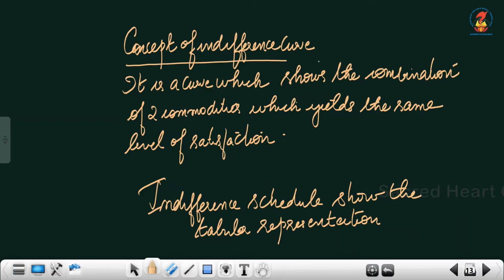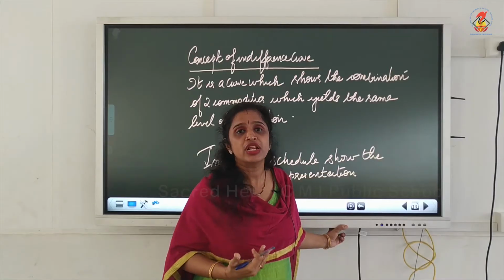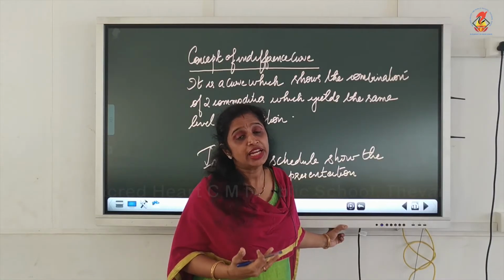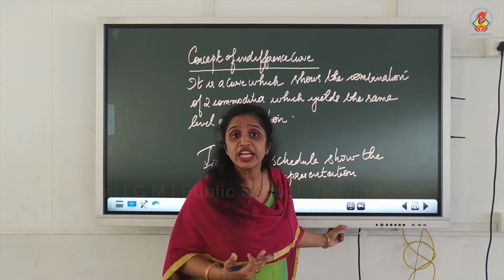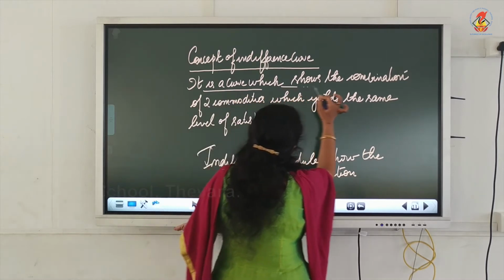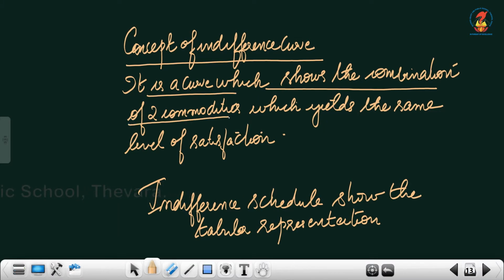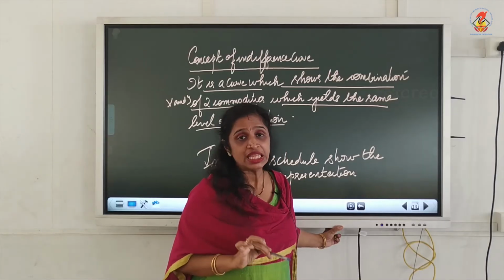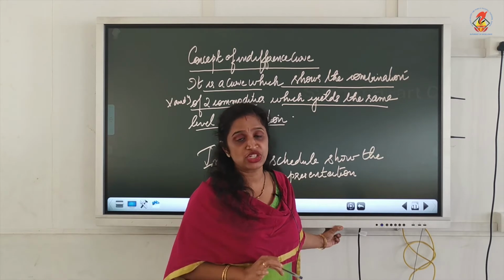The concept of indifference curve. I told you JR HICKS has explained his consumer equilibrium theory with the concept of indifference curve analysis. What is this indifference curve analysis, or what is indifference curve? An indifference curve is a curve which shows the combination of two commodities. Two commodities here are X and Y, which yields the same level of satisfaction. Here the consumer is using two commodities X and Y. This gives the same level of satisfaction to the consumer.